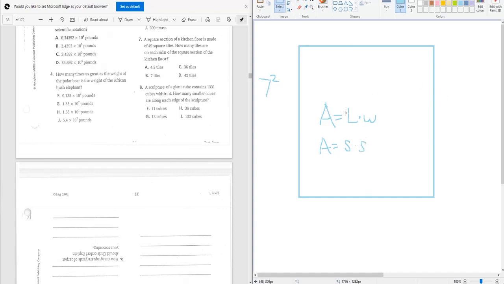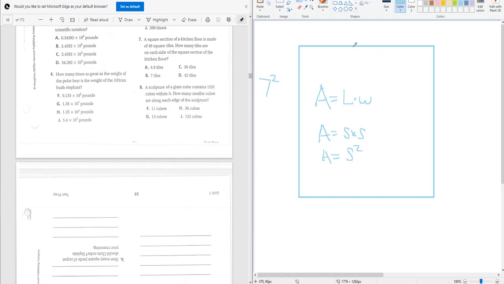If you haven't learned this, don't worry too much about it. You can kind of just ignore what I'm saying, but this is really important to know later on, especially for 8th grade. So we'll go over this more, but don't worry too much about it. So this is A is equal to s squared because it's side times side.